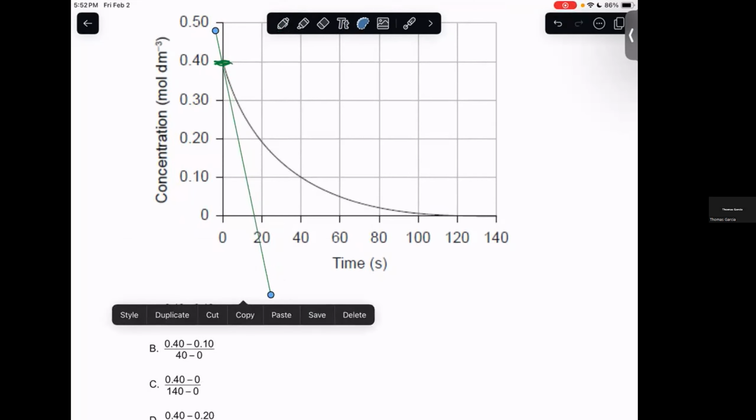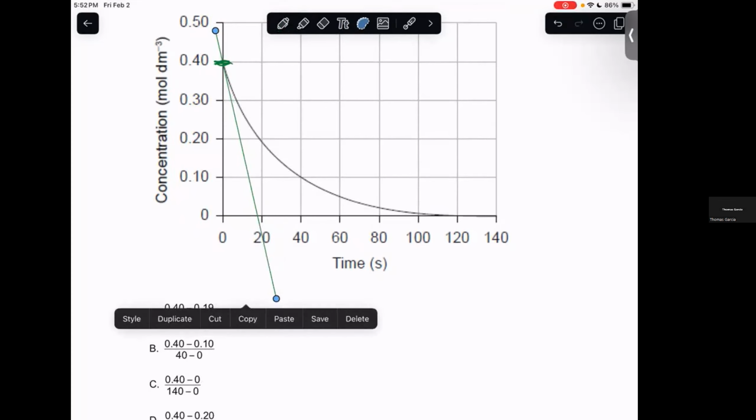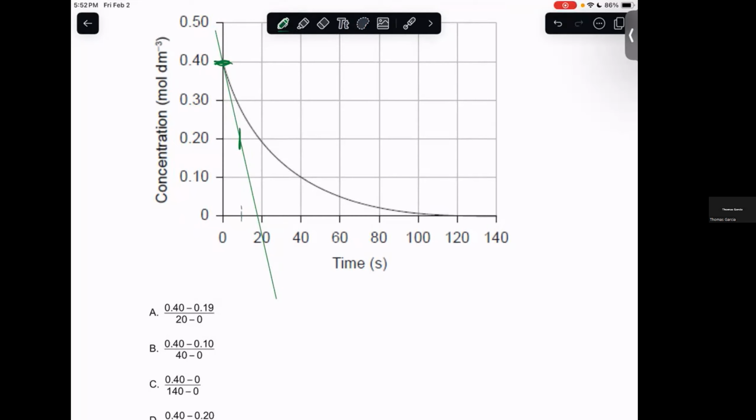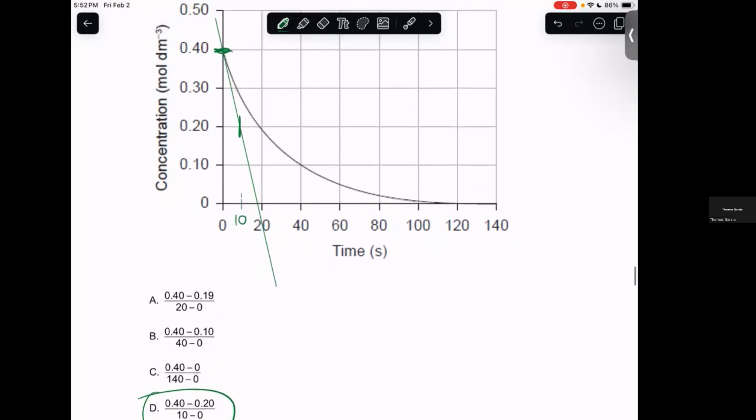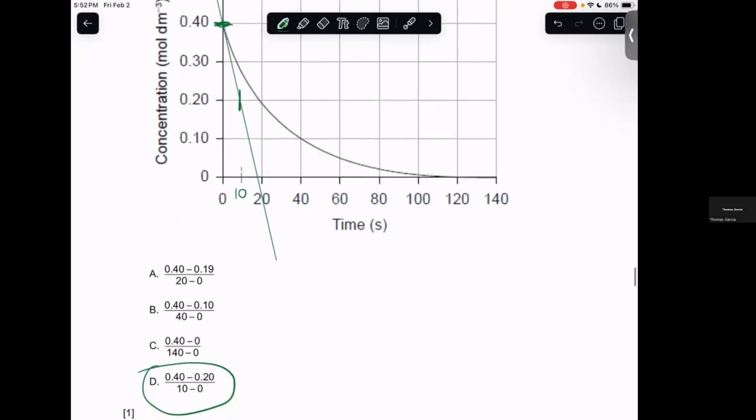Trying to keep it tangent still. Perfect. At that tangent, I notice a couple things. I don't really run into any nice points, but I do run in about half right there. And if I identify half of 20, that's going to be 10. So my slope is going to be a decrease from 0.4 to 0.2, over the time, 10 minus 0 seconds. So that'll be it.